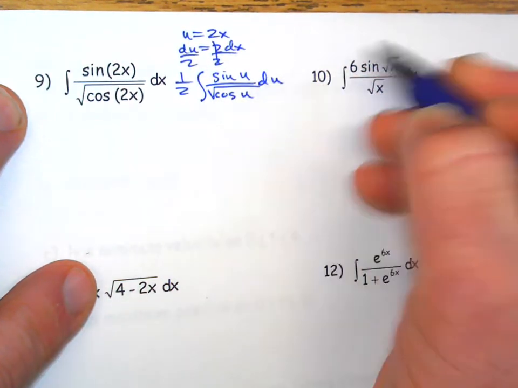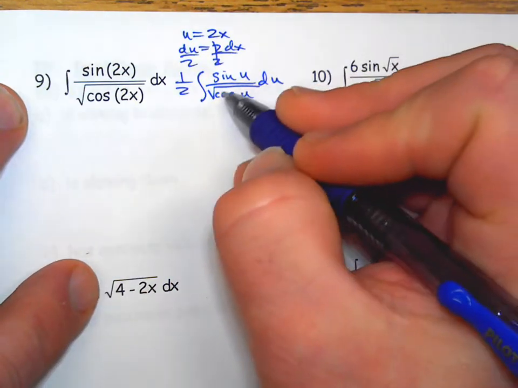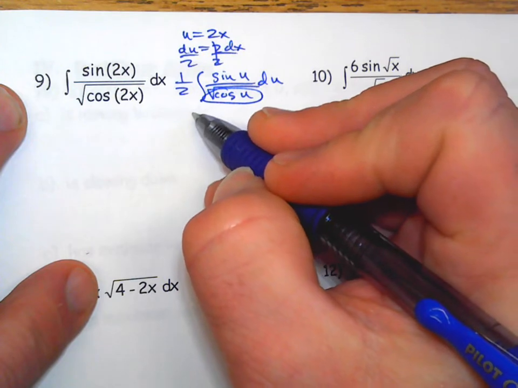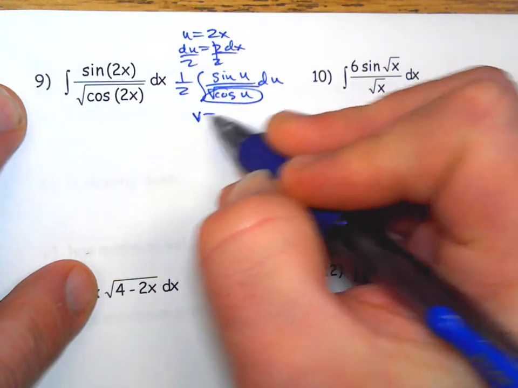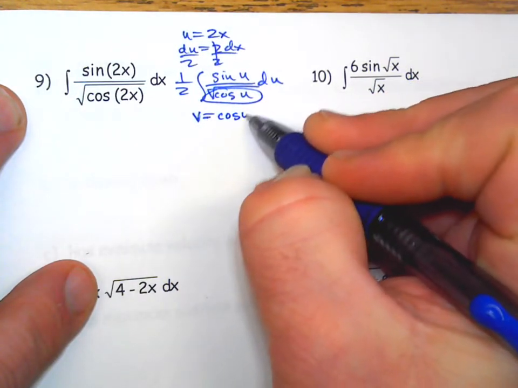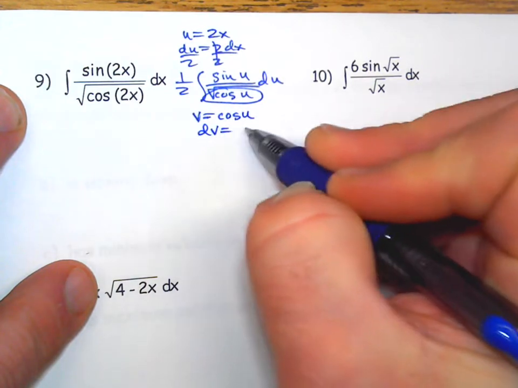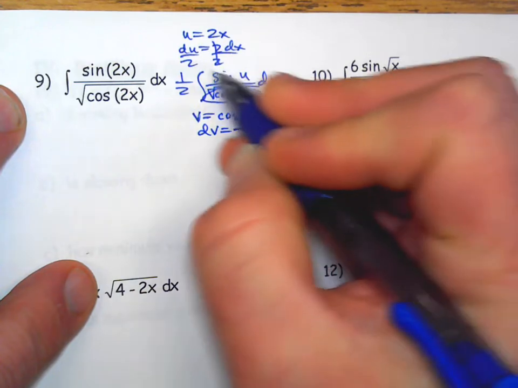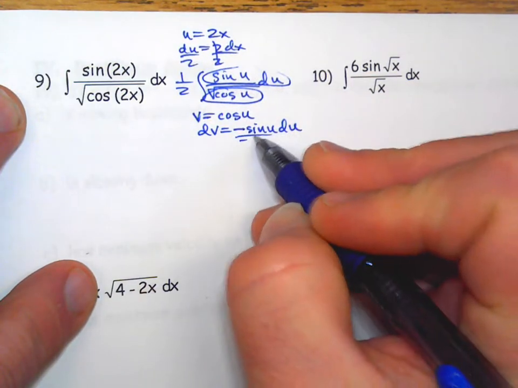Now, you still can't integrate that, so you got to do U substitution again. We could have done it in one step. I'll show you in a second. So I'm going to call this v because we can't just call it u. I'm going to call it v equals cosine u. So dv equals negative sine u du. Perfect. I don't want the negative though.